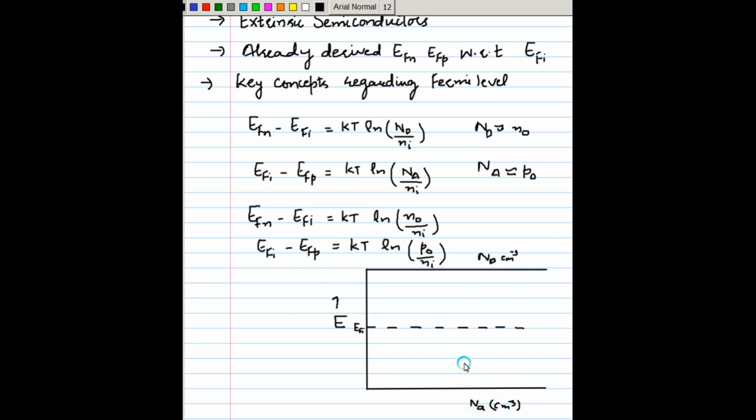Starting from a very low value, for example 10 to the power of 12, increasing it to 10 to the power of 13, 10 to the power of 14, and so on up to 10 to the power of 18. And the same is the scale on the top side. Now let's say this energy is the bottom of the valence band, EV, and this energy is the top of the conduction band, EC, and in between we have the intrinsic Fermi level.